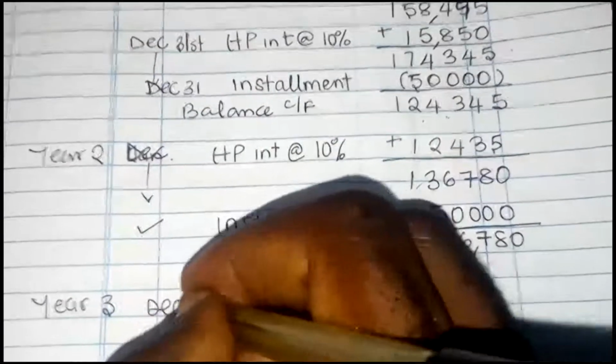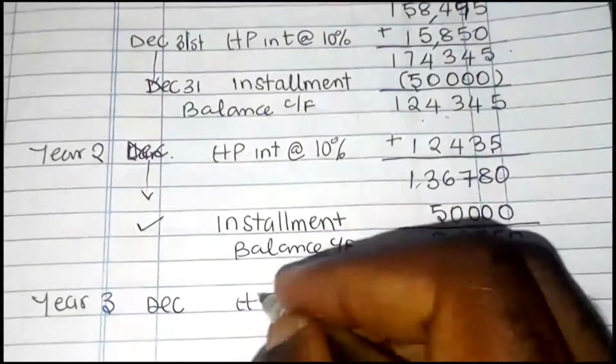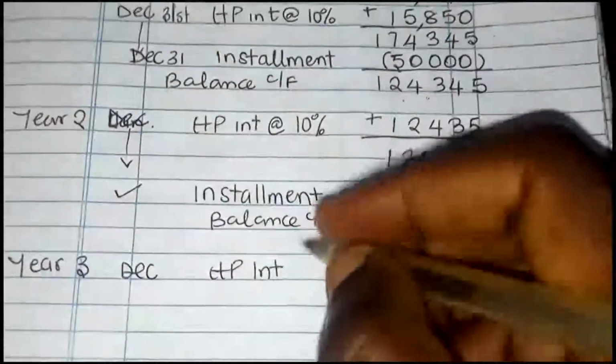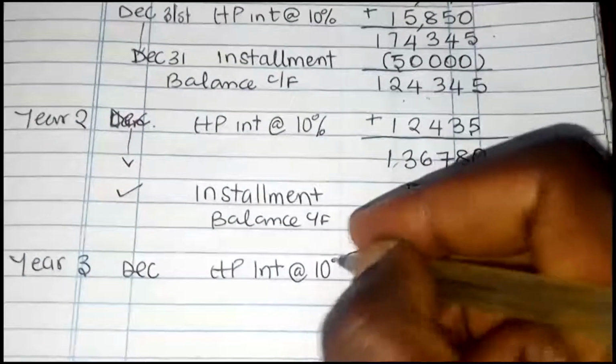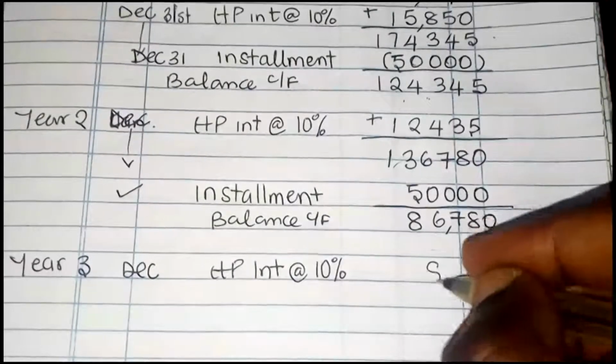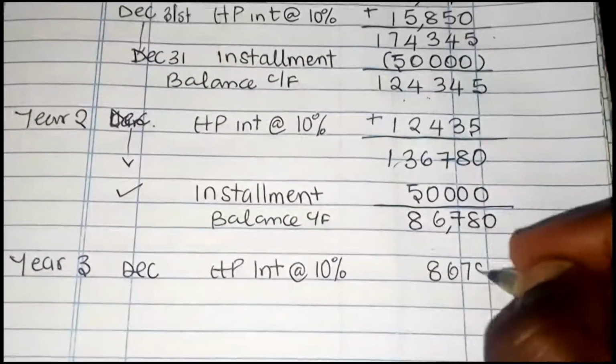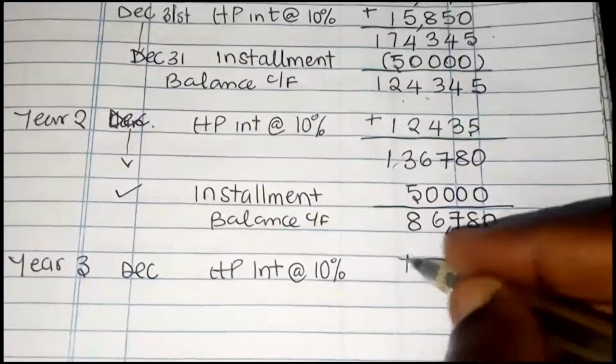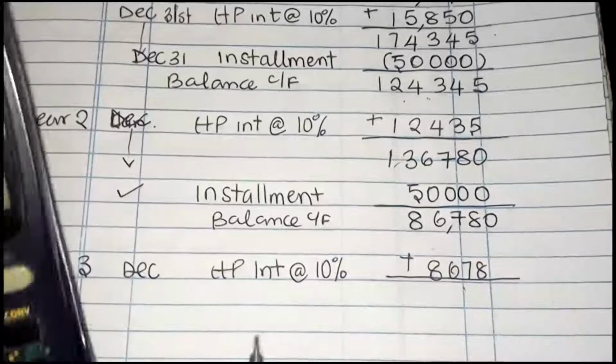Then year 3, so we have our year 3. By December, we'll calculate our hire purchase interest. All right, so you calculate the hire purchase interest at 10%. So this will give you 8,678. That's 10% of this. All right, from your calculator you add. So once you add this, what do you have?